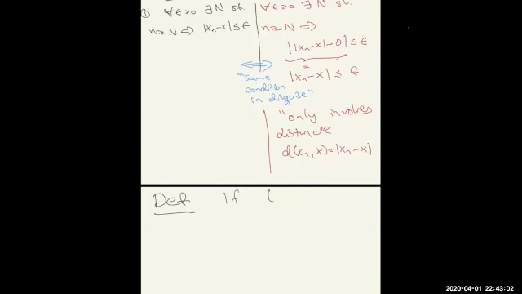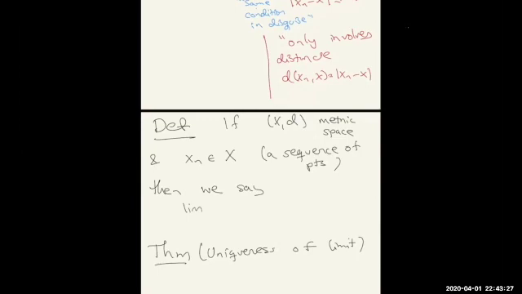So if (X, d) is a metric space and xn are points in X, a sequence of points, then we say that the limit as n goes to infinity of xn exists and equals some x. Let's just use x to match what we wrote above. This statement includes existence. Let's write it without the epsilon: if the limit as n goes to infinity of the distance d(xn, x) is equal to 0.